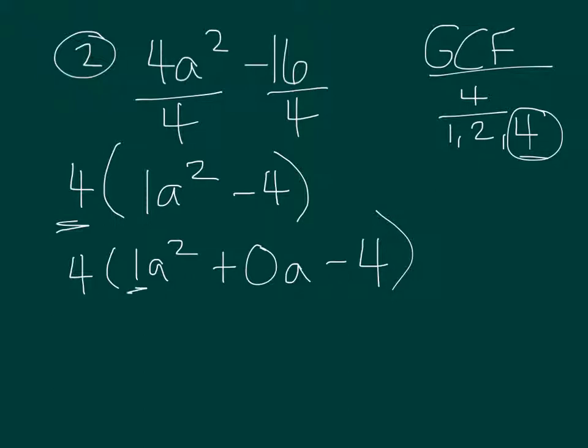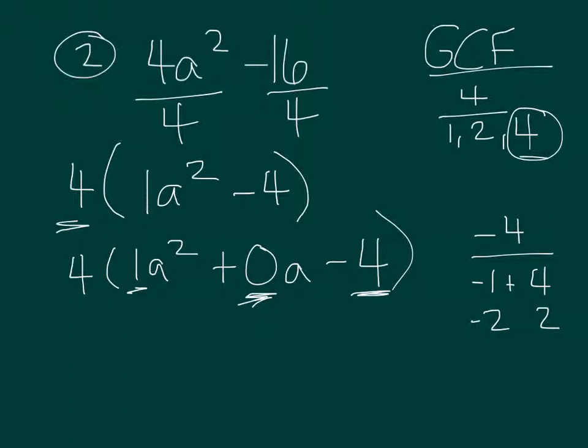We're going to take our a term, which is 1, times our c term, which is negative 4. So 1 times negative 4 is negative 4. And now I need factors of negative 4 that add up to 0. That adds up to our middle term. So for negative 4, I have 1 and 4, 2 and 2, and since it's a negative 4, one has to be negative, one has to be positive.